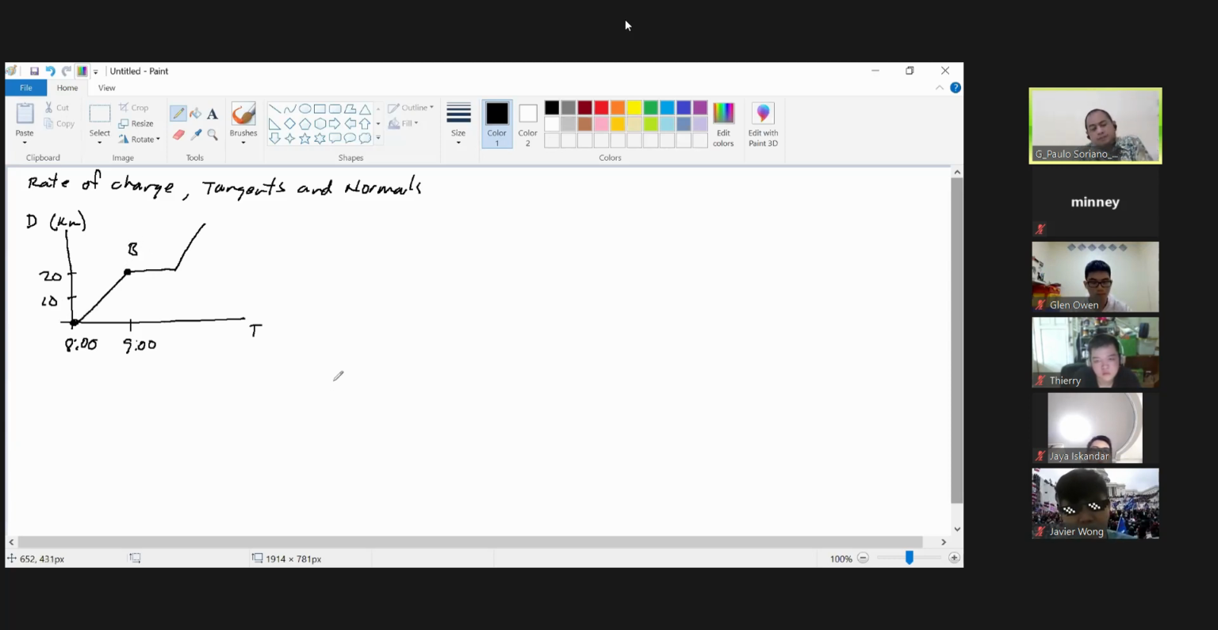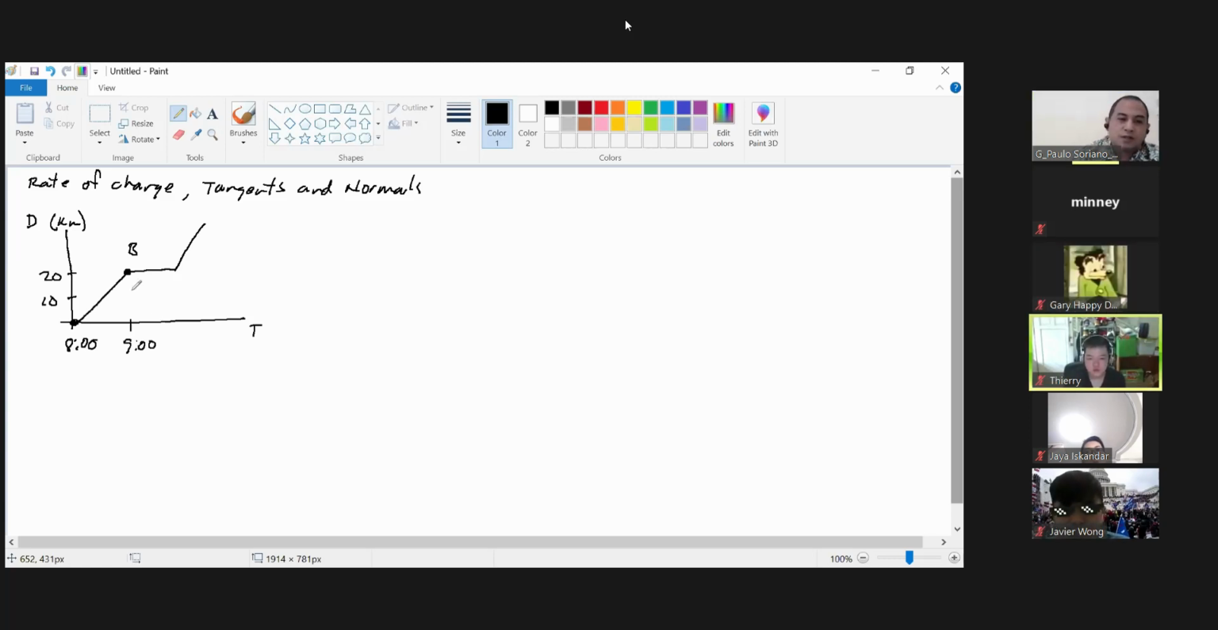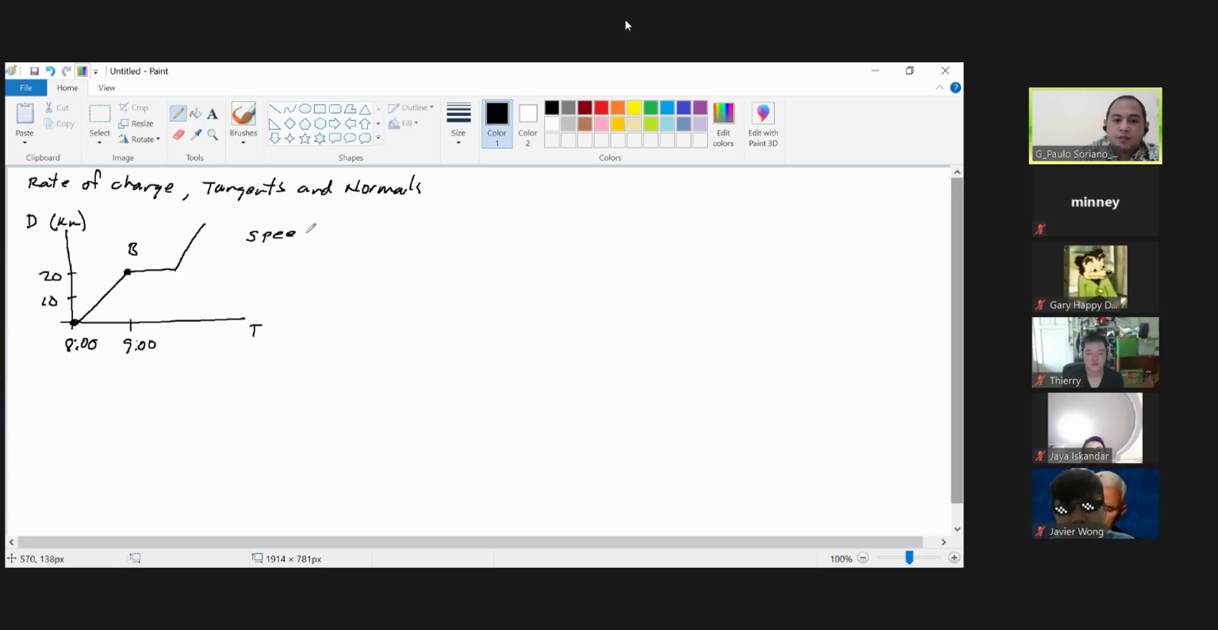Basic question: how far did he travel from A to B? 20 kilometers. How long did it take him to travel that distance? 1 hour. Given this information, we can now find his speed. How fast is he moving? 20 kilometers per hour. Correct.